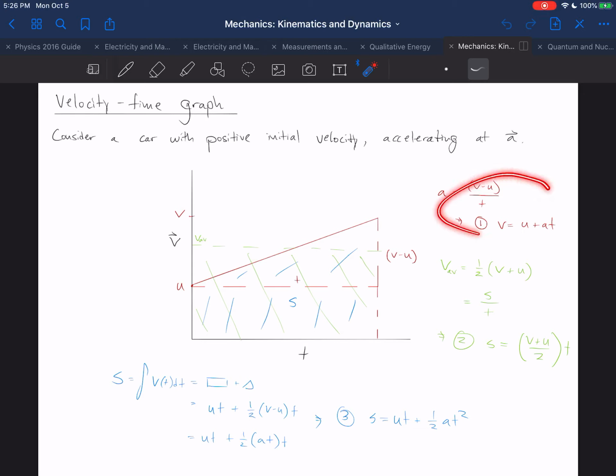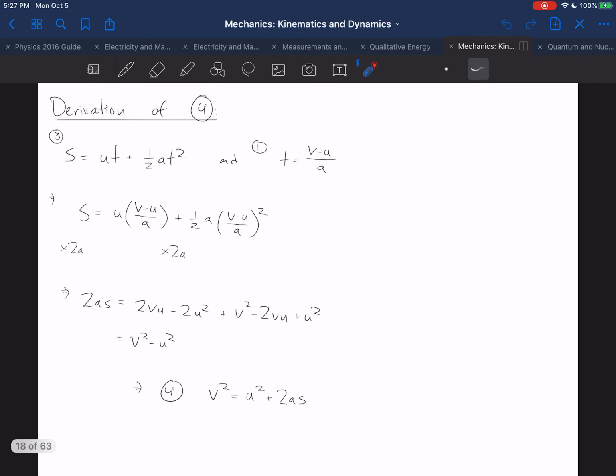Notice that in equation 1, our missing variable is the displacement. In equation 2, our missing variable is the acceleration. In equation 3, the missing variable is the final velocity. And so for our fourth and final equation, it can be very helpful to have an equation that does not involve time. You'll notice that each of these 3 equations involve time. That's part of why they are easily derived from a velocity time graph. And so we're going to combine 2 of them to eliminate the variable t.